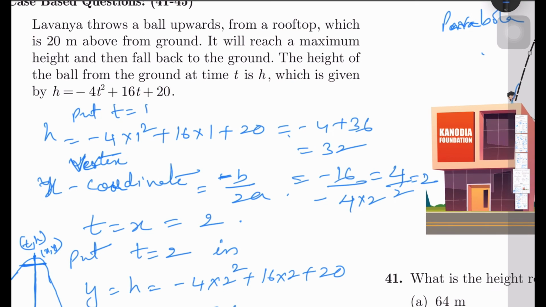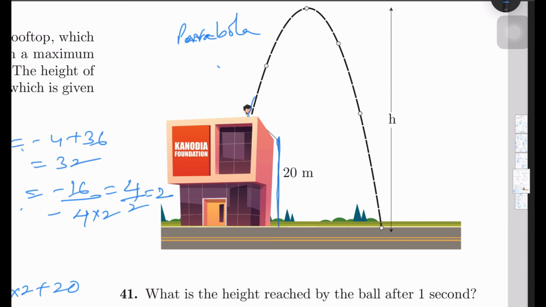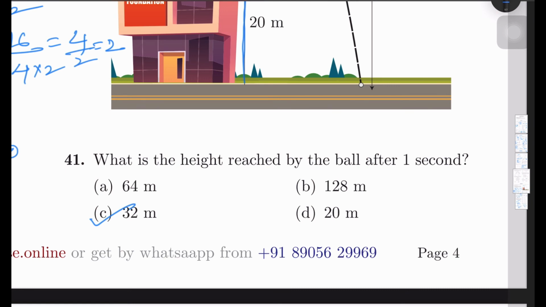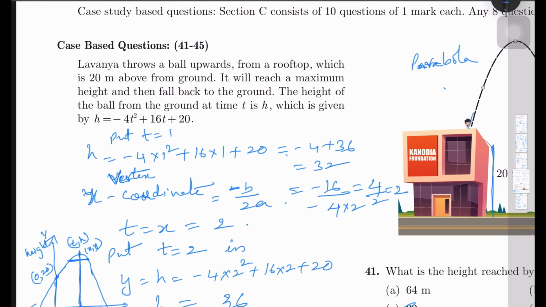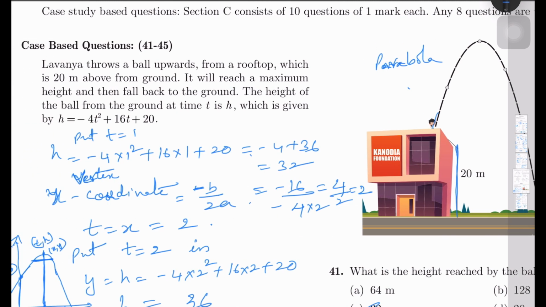So now, what is the first option we'll see? This is the maximum height which it has gone, and this is the floor. What is the time on the x-axis we are taking? What is the height reached by the ball after 1 second? In this equation, h is equal to minus 4t square, it is forming a parabola. So from that parabola, for each and every second, the height of the ball, they have written this equation.